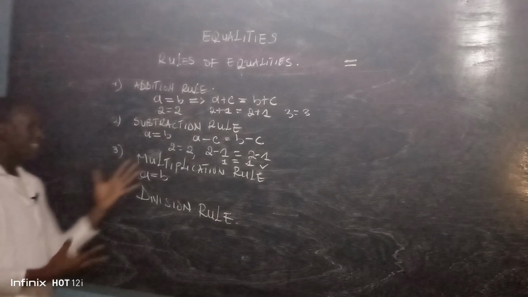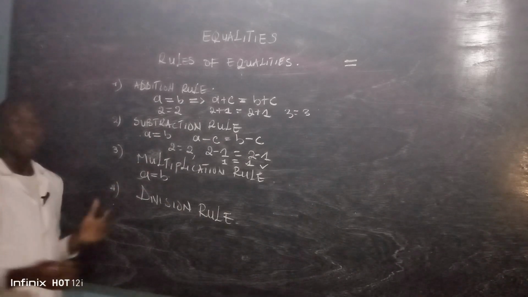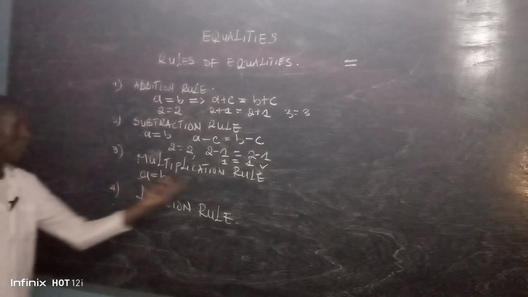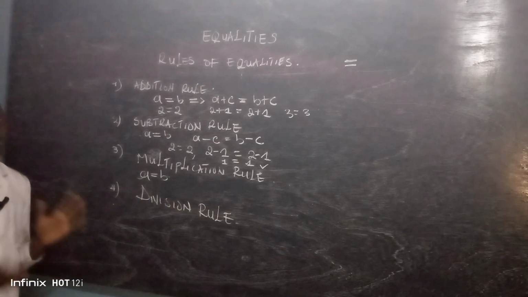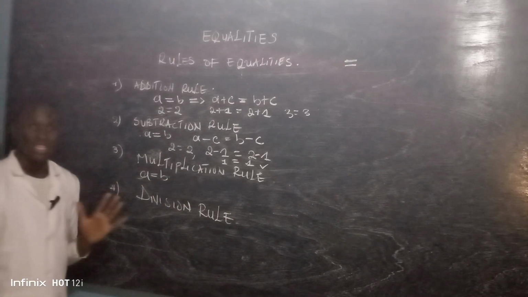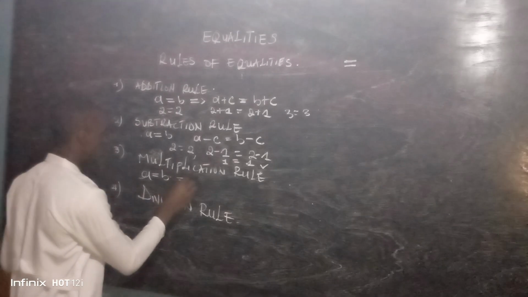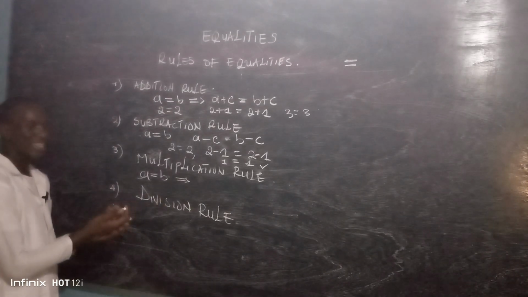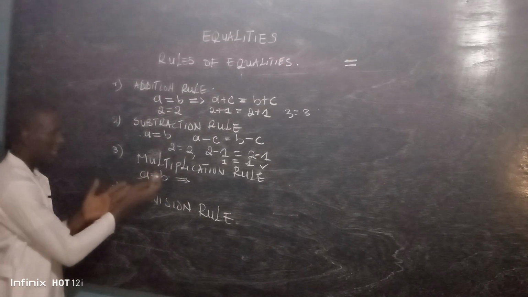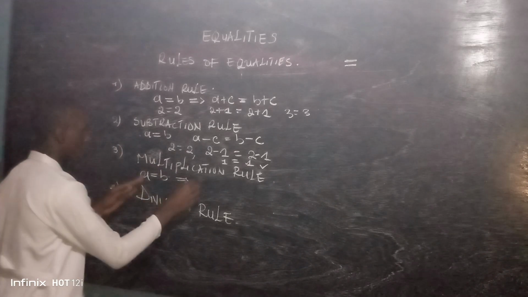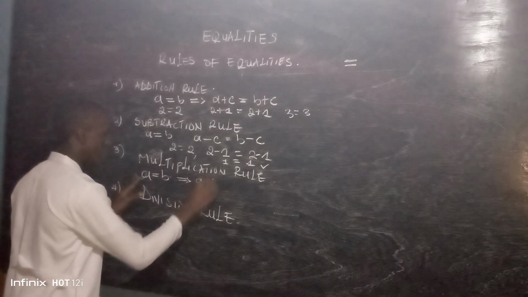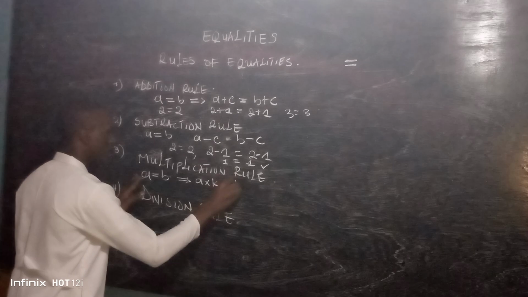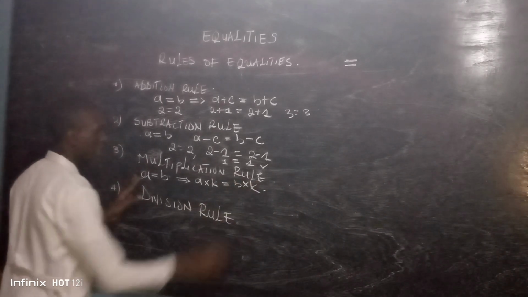If I multiply the same quantity on both sides of the equation, it leaves that equation unchanged. So if I have it like this, if I multiply a number, say k, on both sides of this equation, I'm going to have A times k equals B times k.